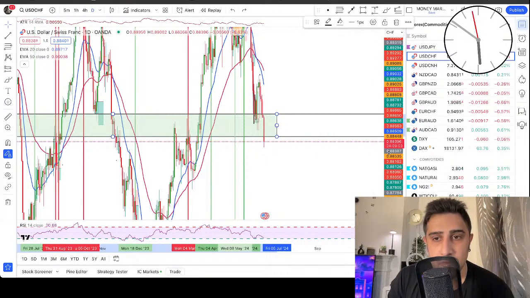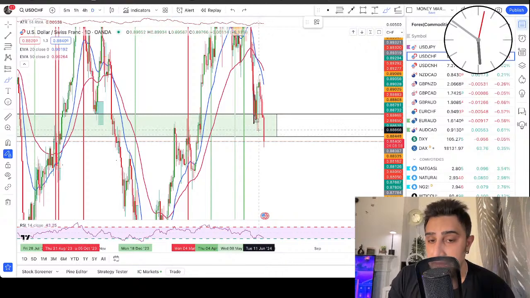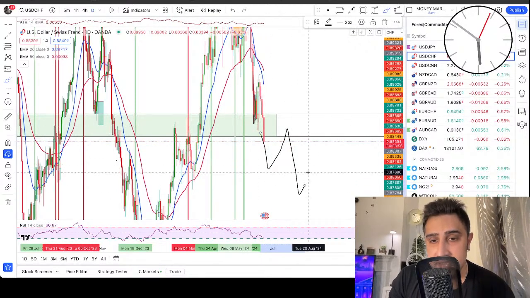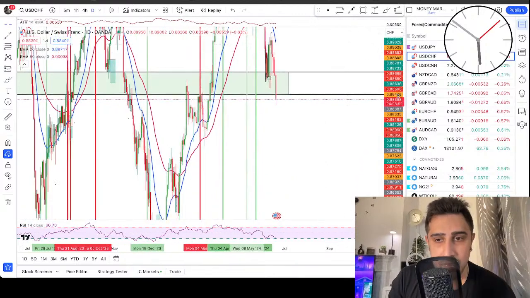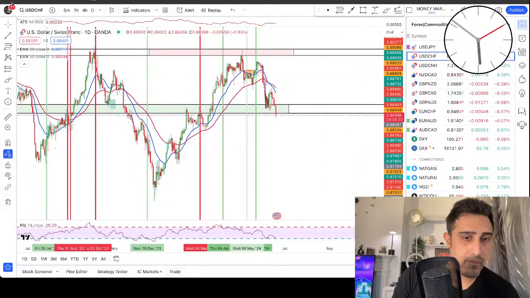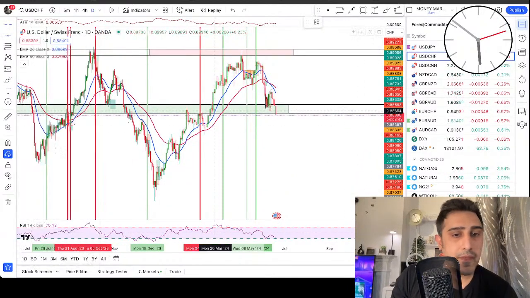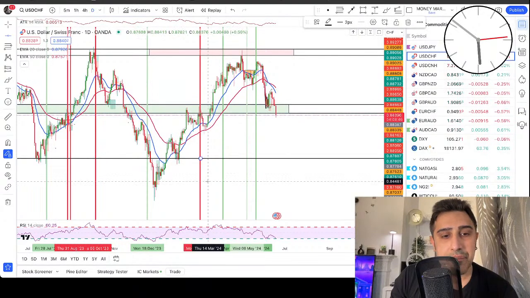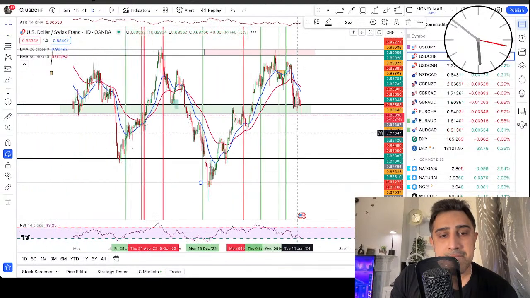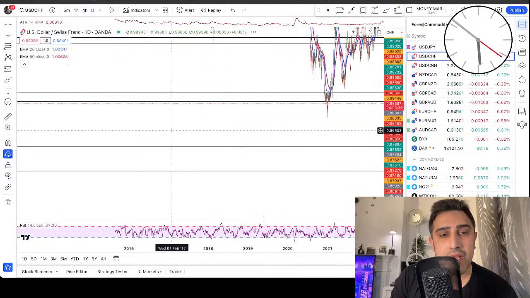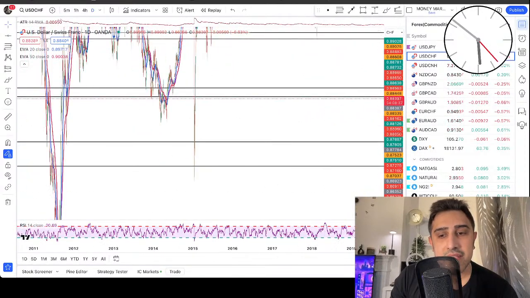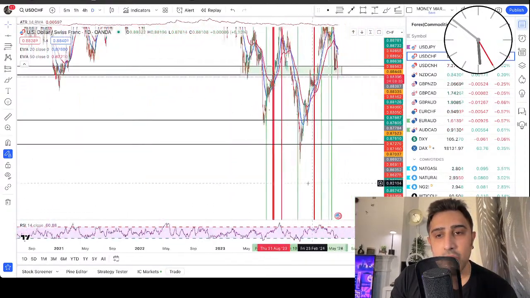0.8850 that goes up to 0.8903. If it breaks below, then we have a very likely chance the price will retest and fall. And if it falls, the next level for my buy trades will be right here. That's the only level I'll be looking at if we broke below.